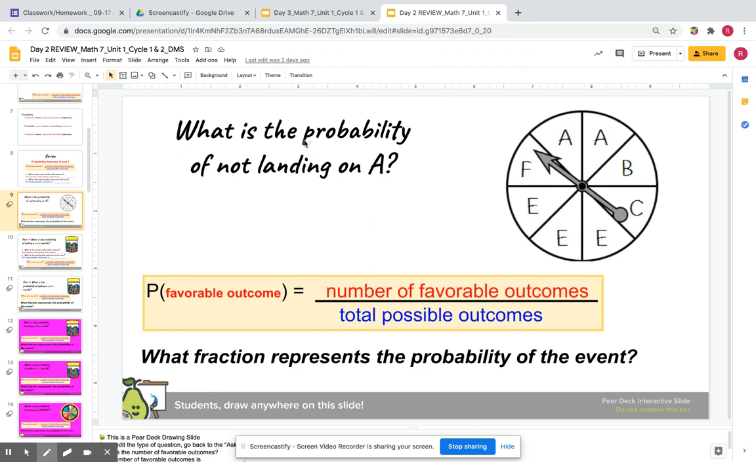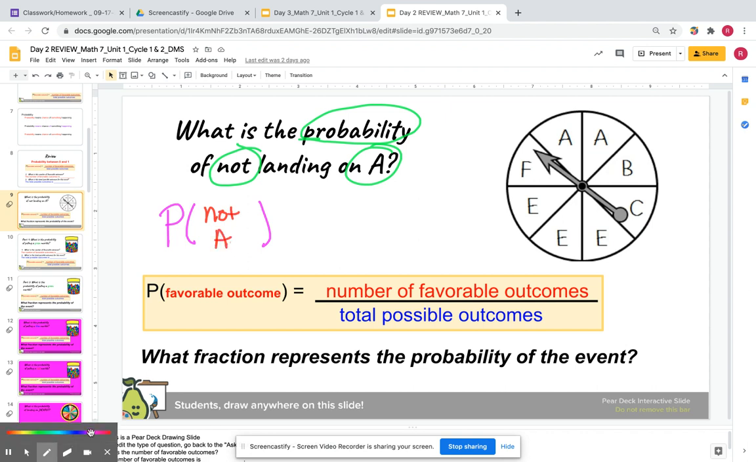All right, I hope you were able to tell me that we're finding the probability, not A. So based off what we read and what we understood from the problem, we're finding the probability. And let me change it to red because that's our favorable outcome. Not A. You have to be very careful with that. And that's equal to a fraction. So go ahead and fill in that fraction, the numerator and the denominator.